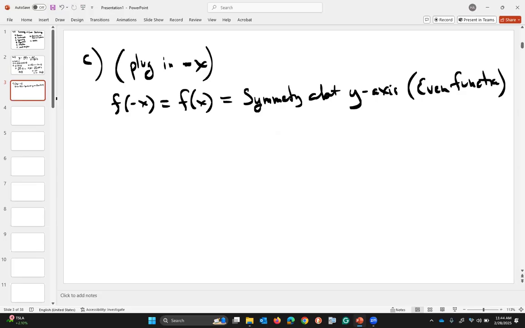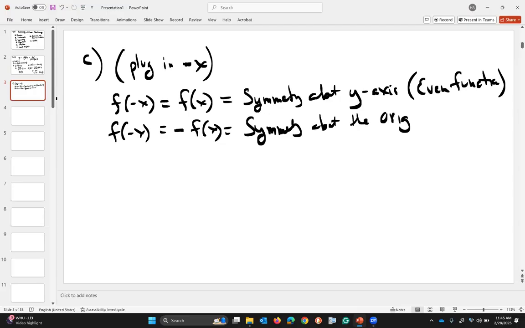Well, I think it's important. And then if we plug in a negative x and get the exact opposite of our function, we have symmetry about the origin, and we call it an odd function. Okay, and then there's also something called neither. If neither of those two work out, then we got ourselves neither. And usually symmetry is more of a check at the end. Like, do I have symmetry? Yep, that's the symmetry I expect it to have.